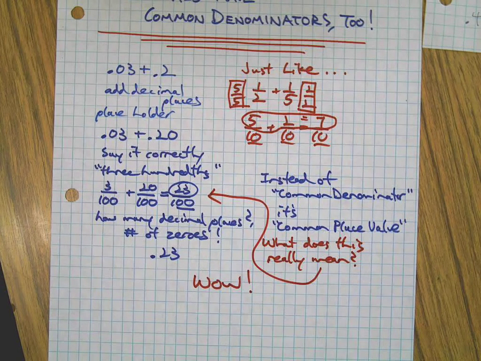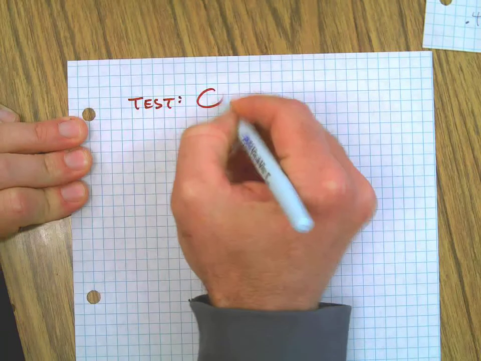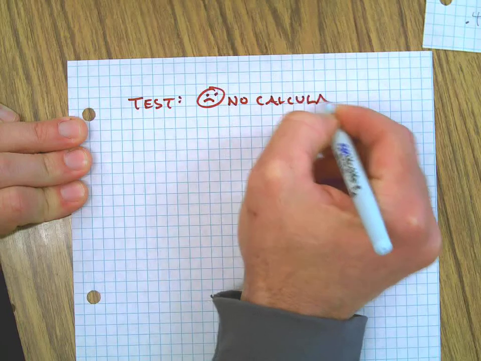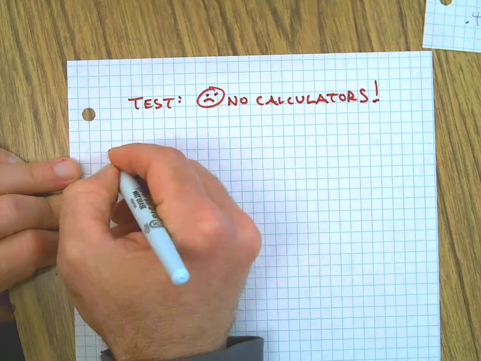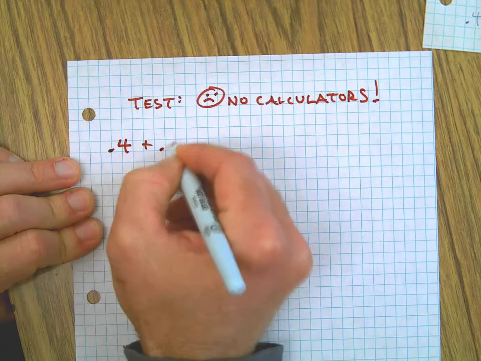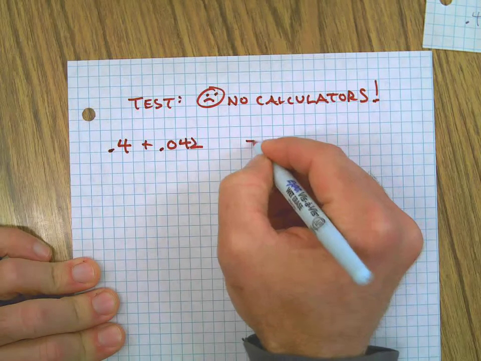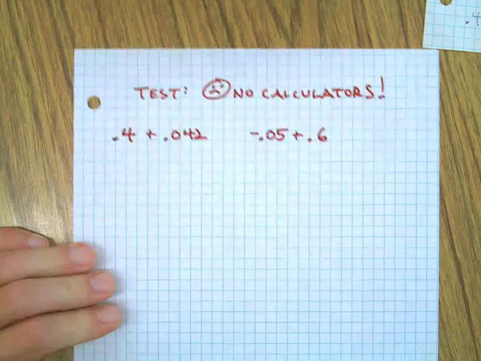Well, if you don't think that's very cool, let me give you a few examples and show you how this could help you out. Okay, so here we are. Pretend you're taking a test. So here's our situation. It's a test, and the test says no calculators. Scary. Here's a few problems. There's an easy one. Here's another one that's got a negative value in it.